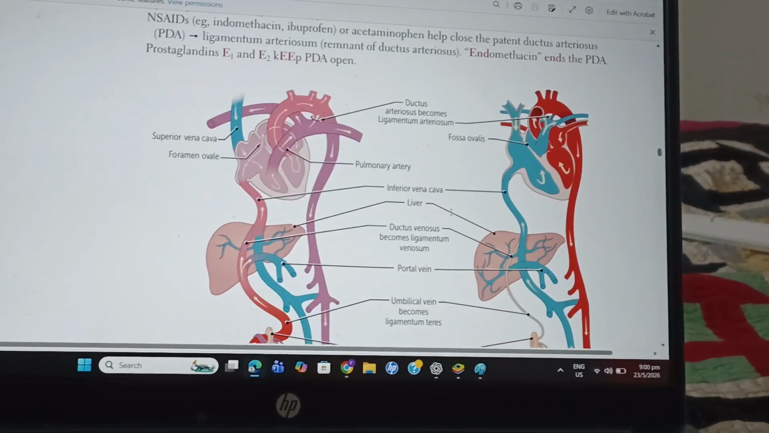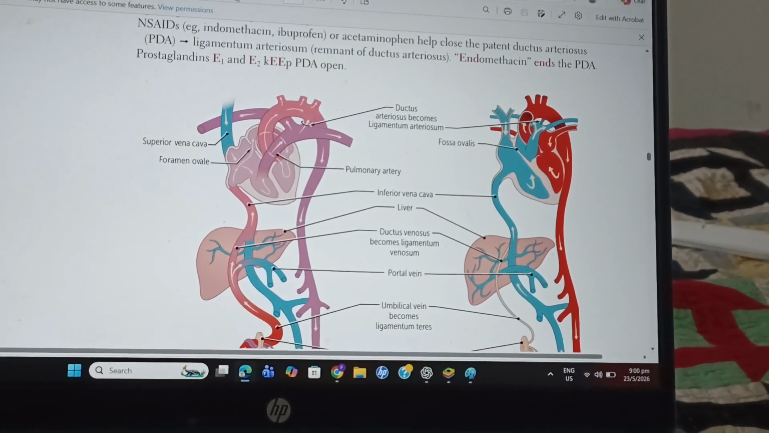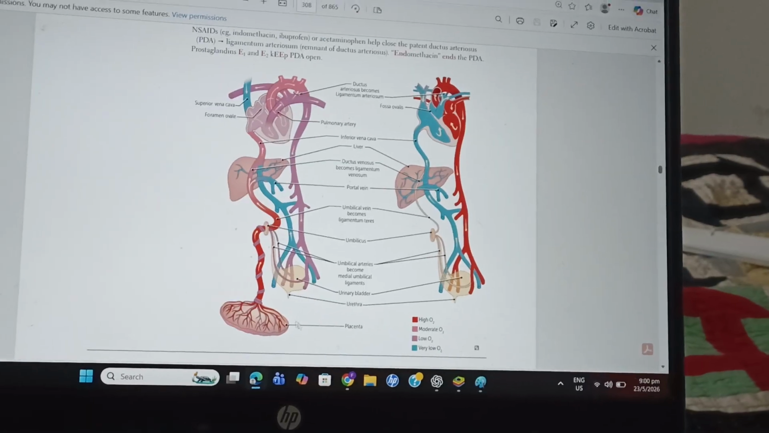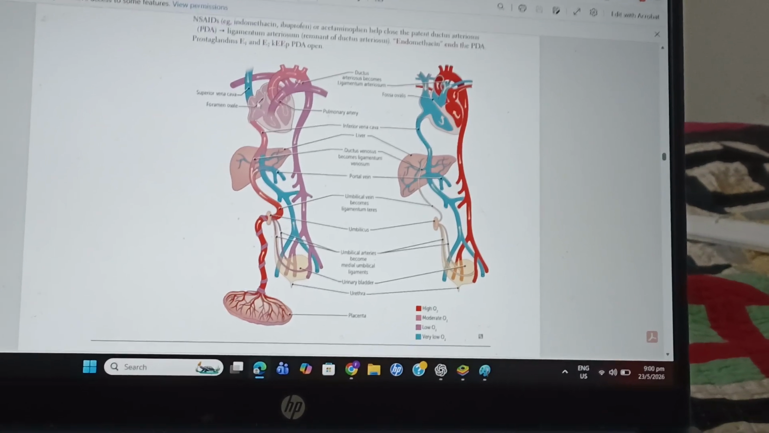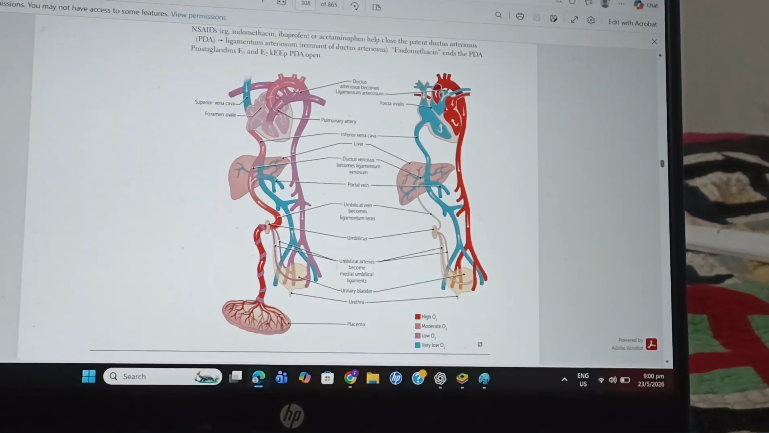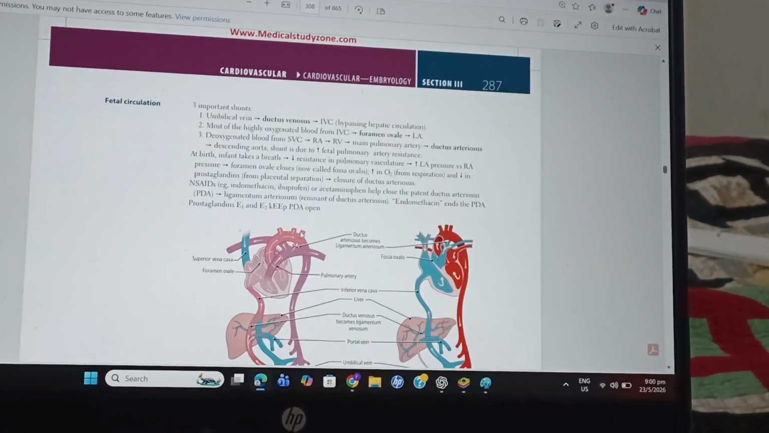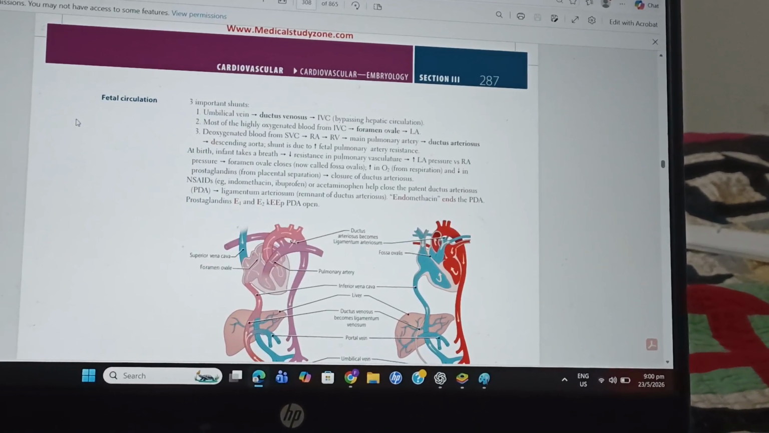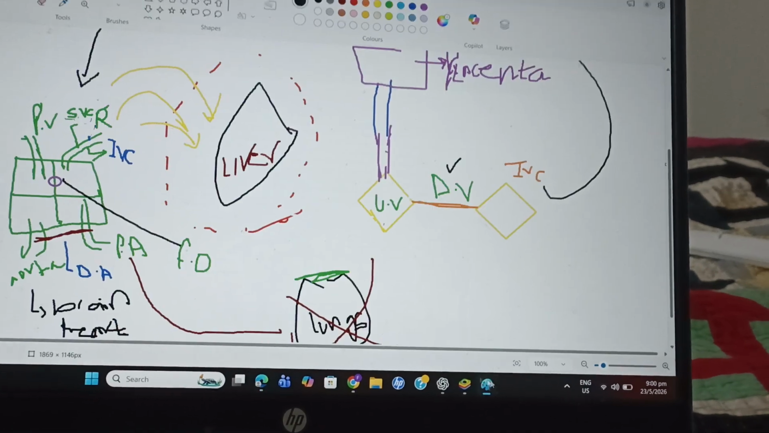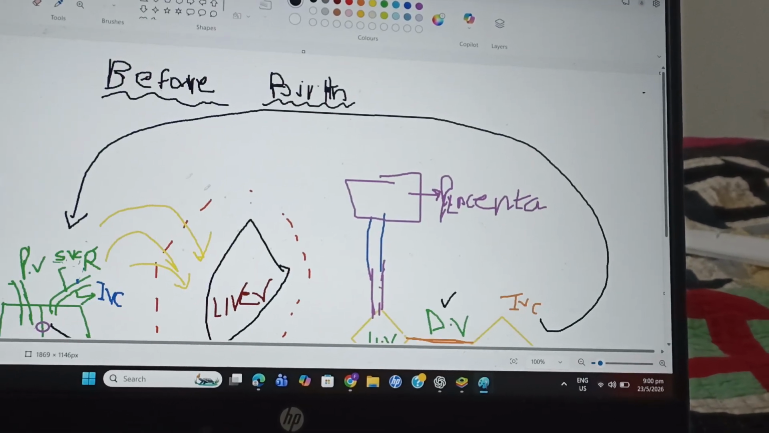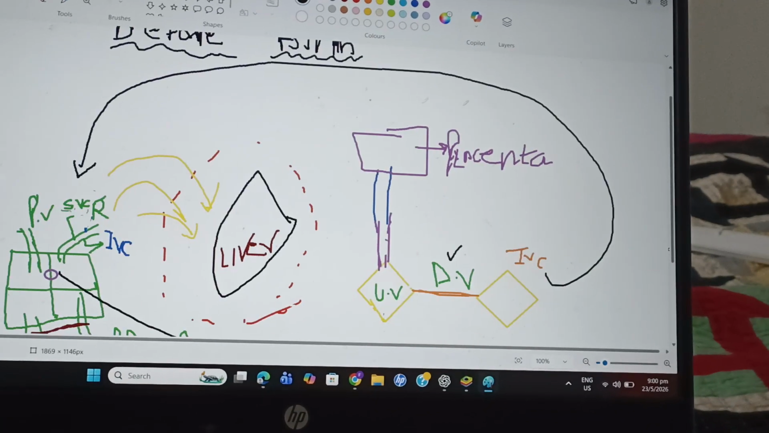So this is exactly the diagram. If we just minimize the size, we can see it from the diagram. This is a beautiful diagram. You can understand it from here. So here ends our fetal circulation topic. But let's just review this again. This was the diagram that I made. This diagram is very simple.